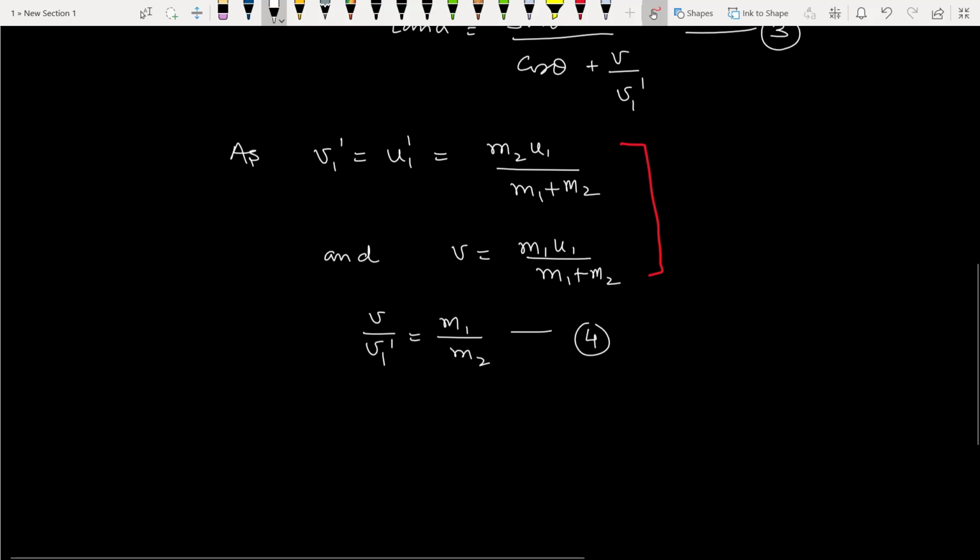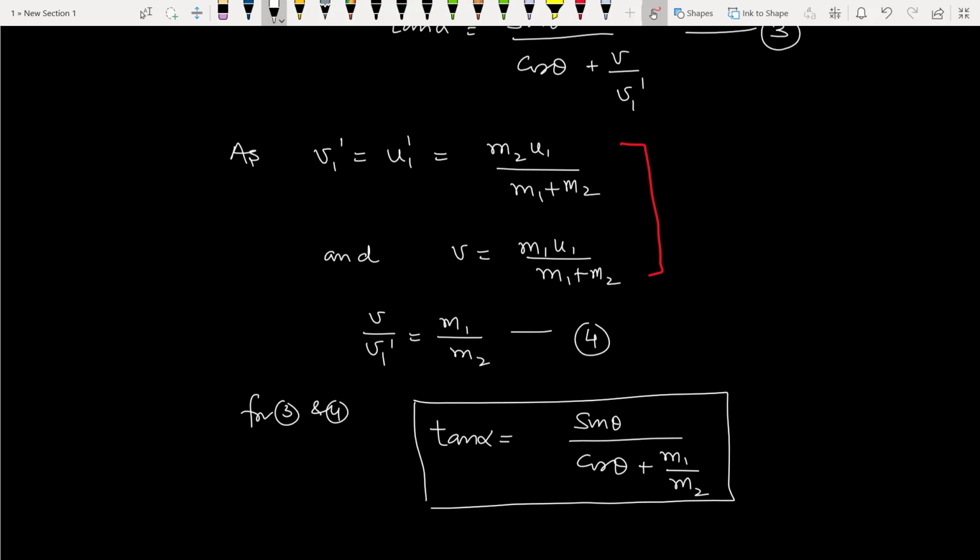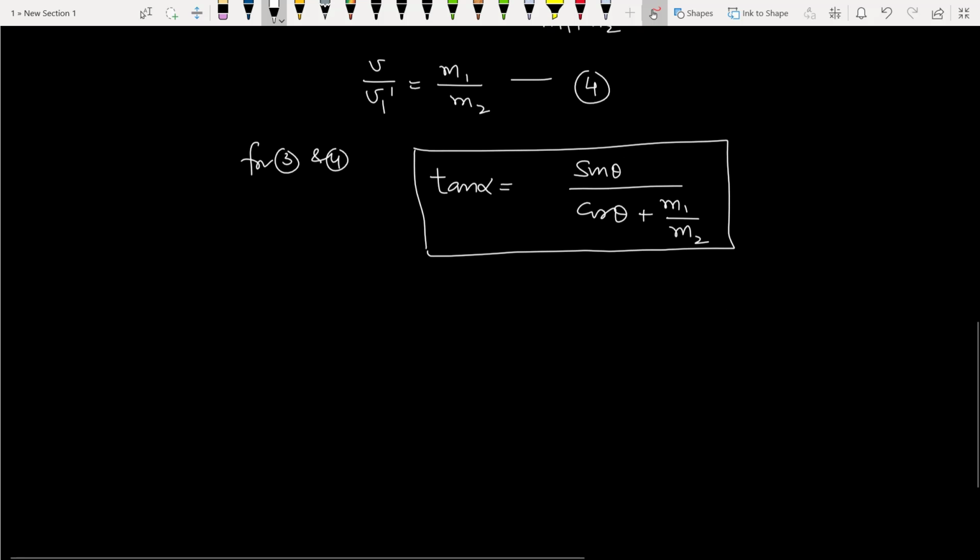So from 3 and 4 we get our desired relation, tan alpha equals sin theta over cos theta plus m1 by m2. So this is the relation between alpha and theta. Alpha is the scattering angle in lab system, theta is the scattering angle in center of mass system. So we have two special cases for this.